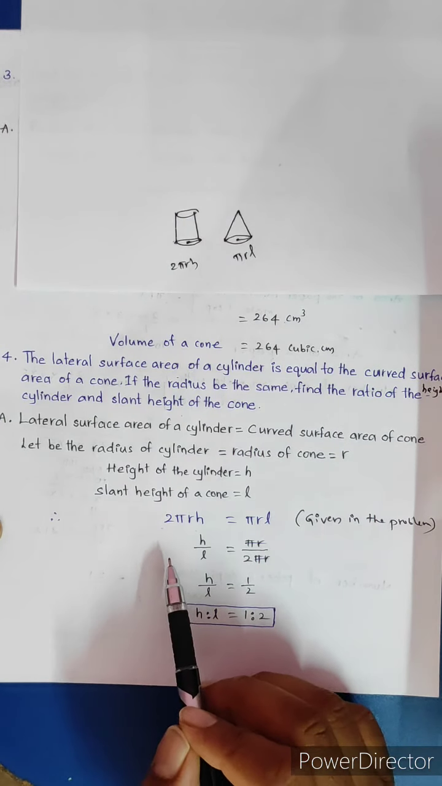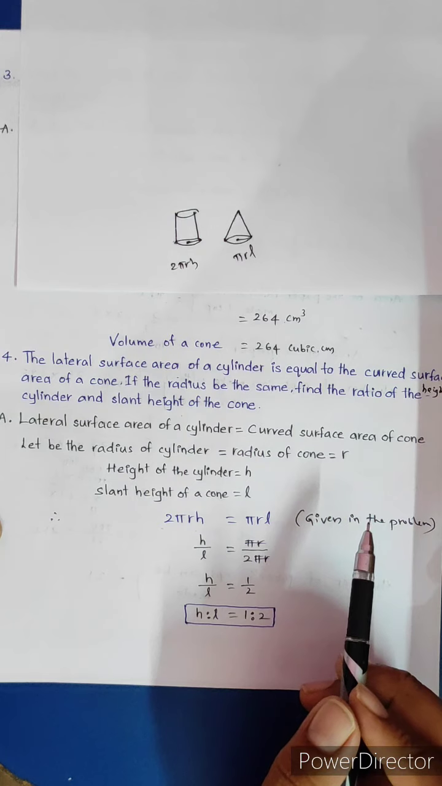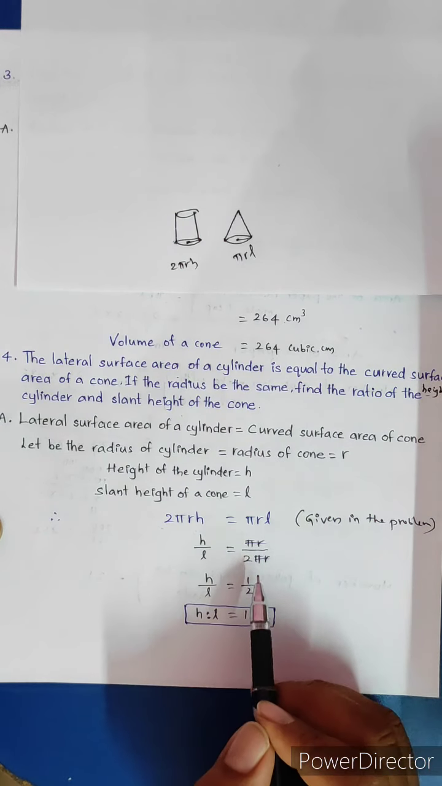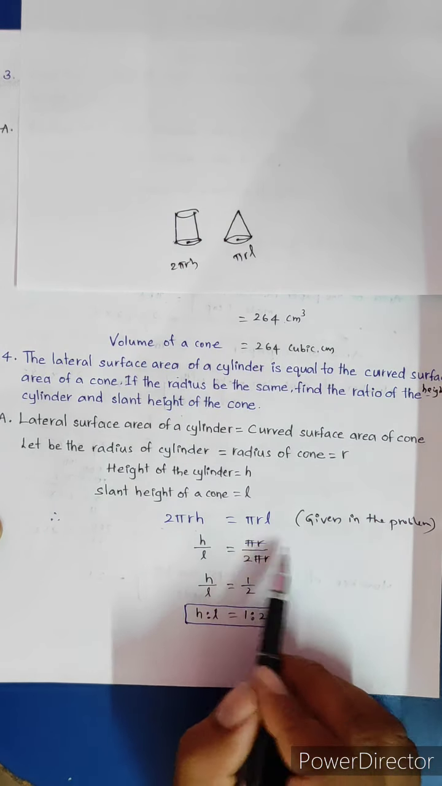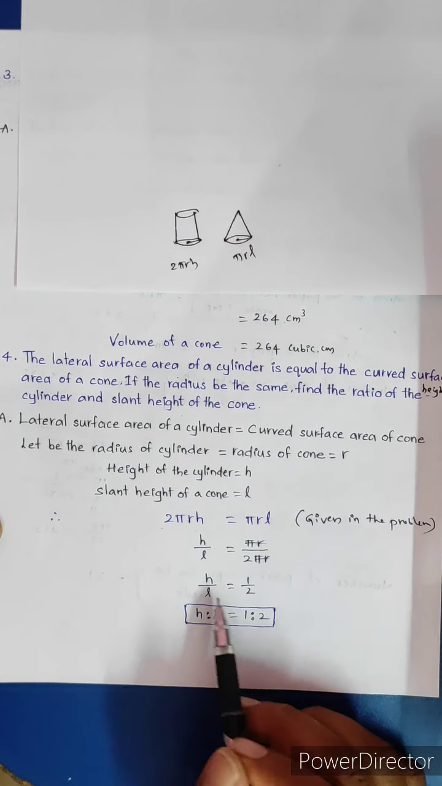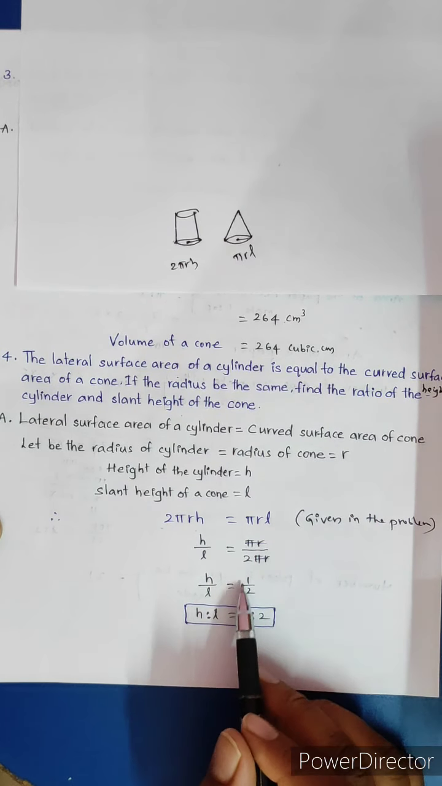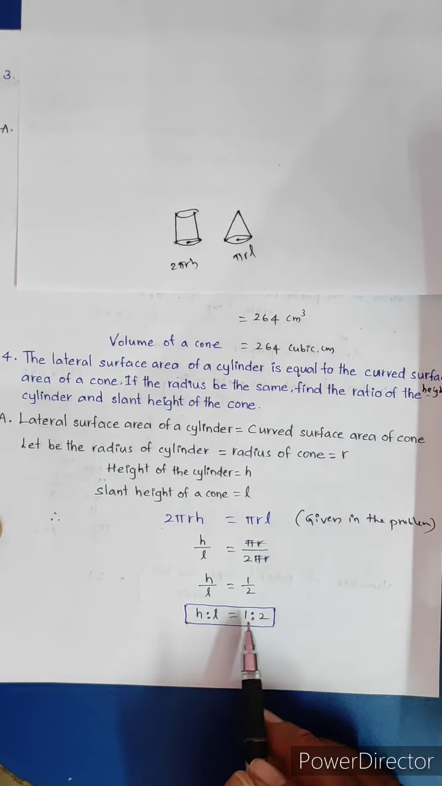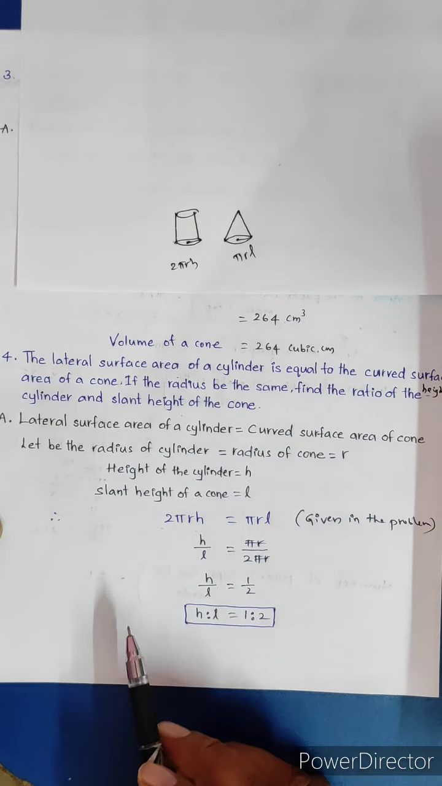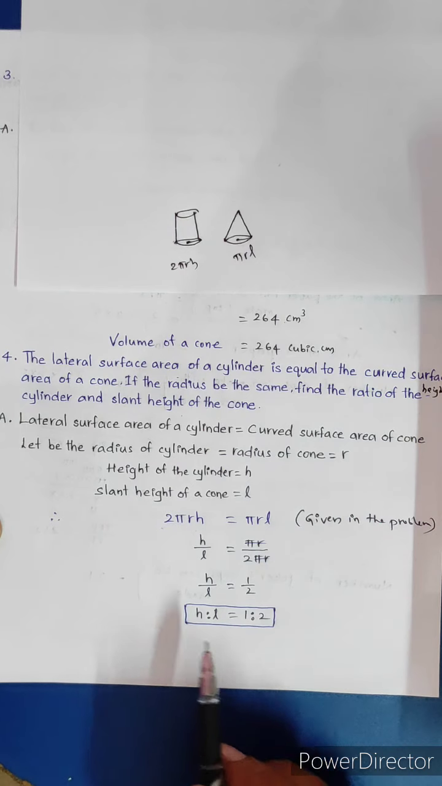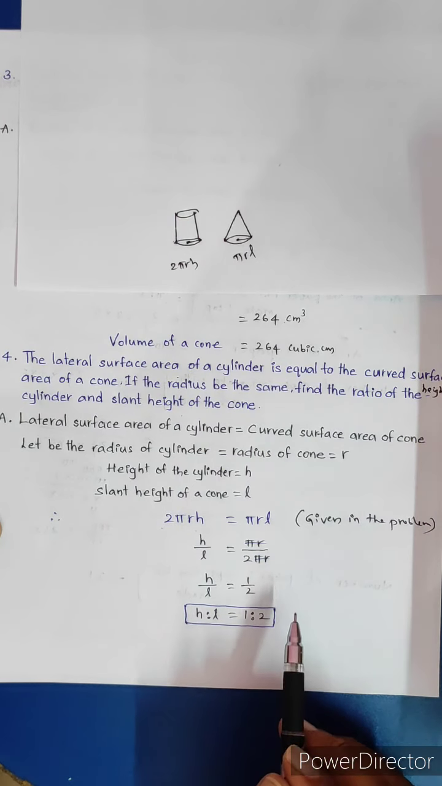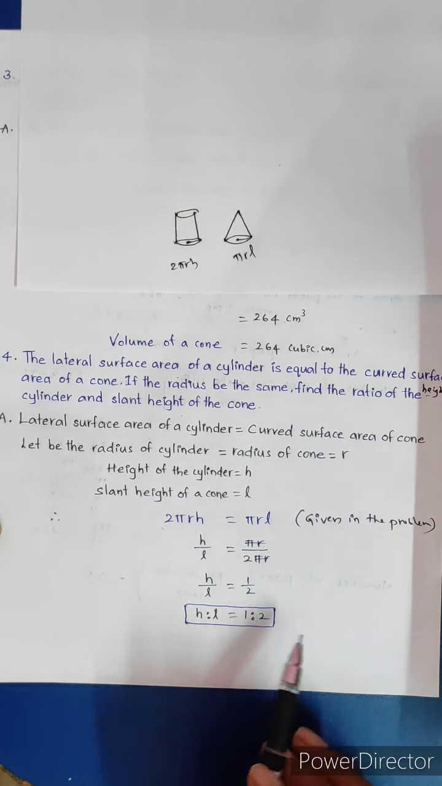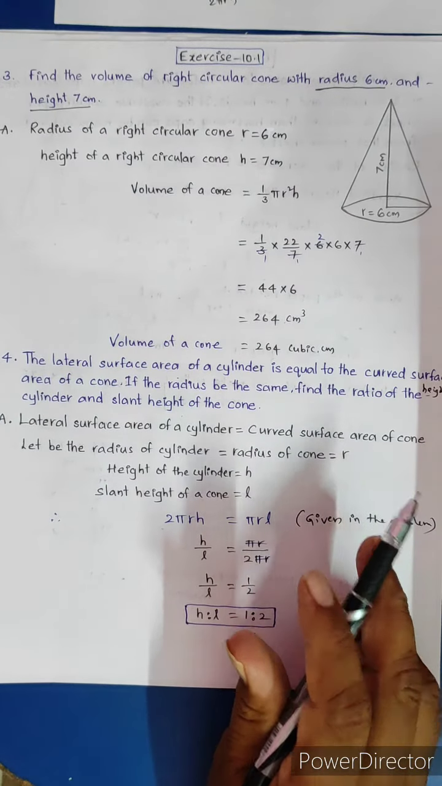Now keep H on the left hand side, and take this L also to the left hand side. The remaining terms go to the right hand side: pi R by 2 pi R. Pi R gets cancelled, so H by L is 1 by 2. This is fractional form. Now in ratio form, H is to L is equal to 1 is to 2. The ratio of the height of the cylinder to the slant height of the cone is 1:2.